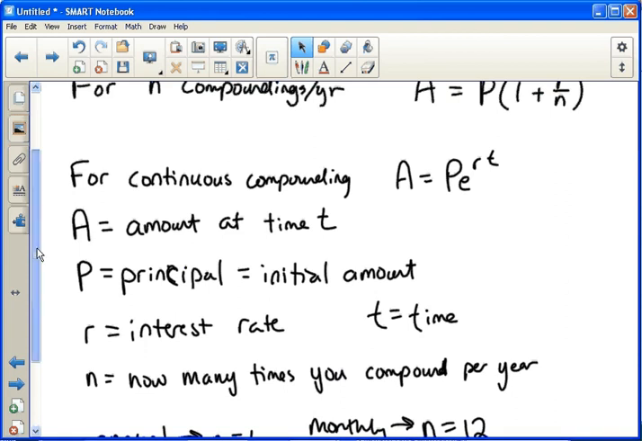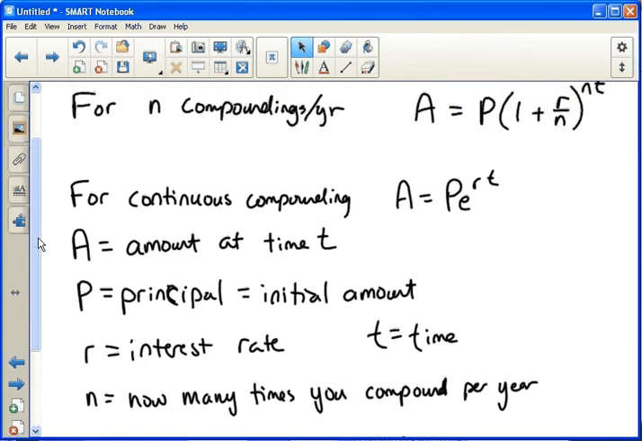R in both of these equations is the interest rate. Again, make sure you change it to a decimal. So if it's 15%, you write it as 0.15 in your equation. And t is time, almost always in years when we're talking about interest.